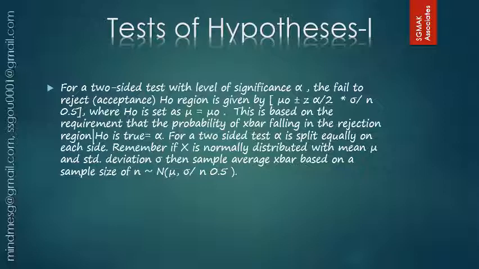Remember, if x is normally distributed with mean mu and standard deviation sigma, then the sample average x bar based on a sample size of n will follow normal distribution with a mean mu but a smaller standard deviation given by sigma divided by square root of n.